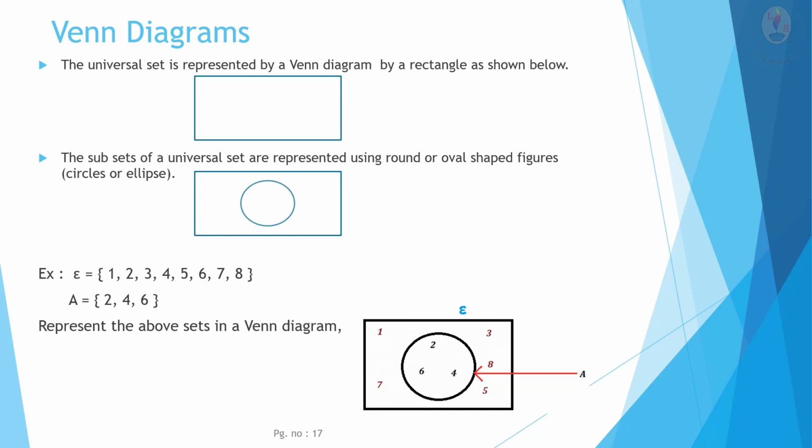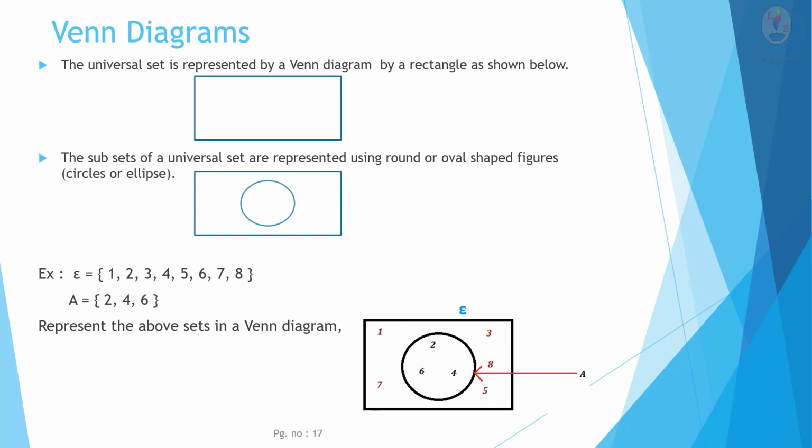Look at this example. The universal set includes the numbers 1, 2, 3, 4, 5, 6, 7, 8. And there's another set A which includes 2, 4, 6. So, can you see in both sets, are there any common elements? Yes, 2, 4, 6 are in the universal set also. So, we can say this A is a subset of this universal set.